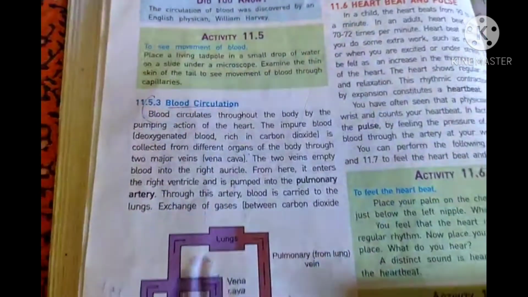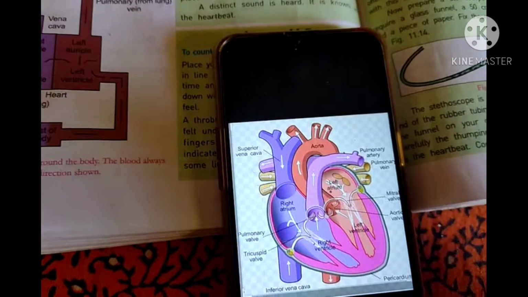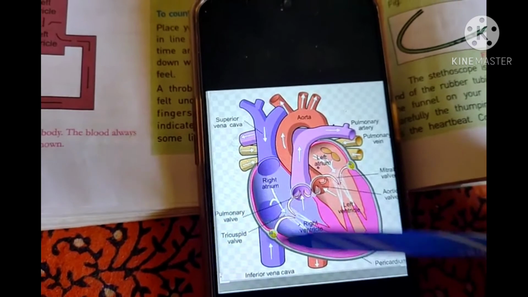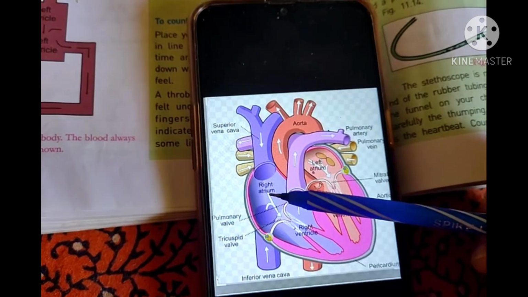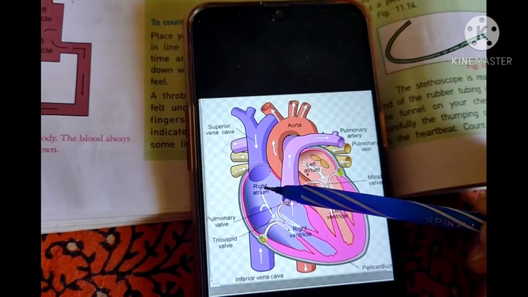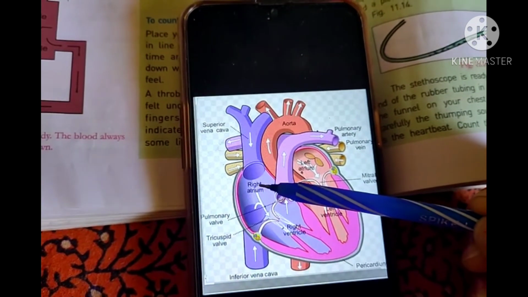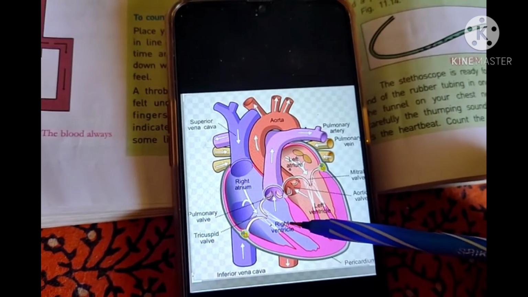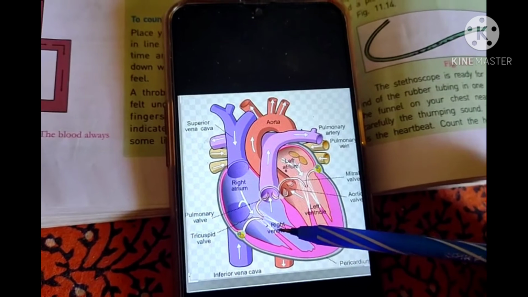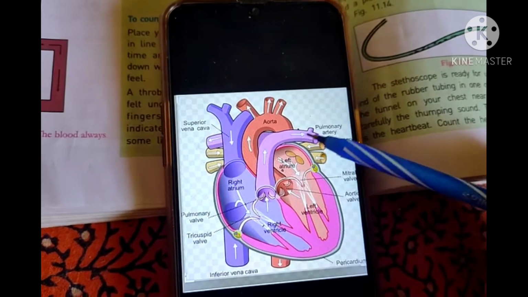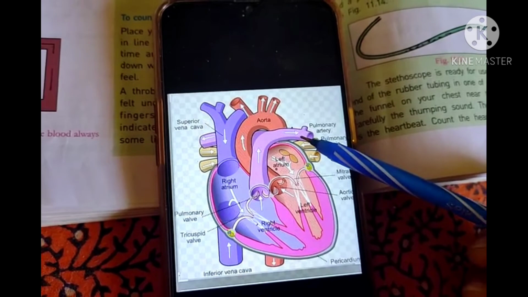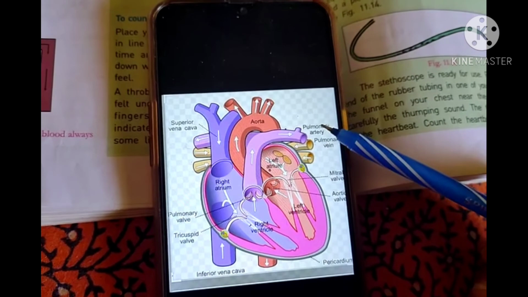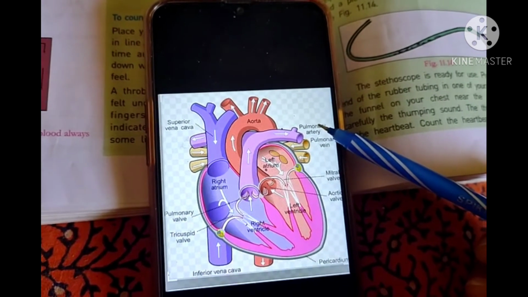Blood circulation. Now look at the structure of human heart. Through this inferior vena cava and superior vena cava, the carbon dioxide rich blood enters the right atrium when the right atrium gets relaxed. Now the right atrium contracts and sends the carbon dioxide rich blood into the right ventricle. Now the right ventricle contracts and sends the carbon dioxide rich blood into the pulmonary artery. From the pulmonary artery, the carbon dioxide rich blood enters the lungs, where exchange of gases takes place and the carbon dioxide rich blood is enriched with oxygen.